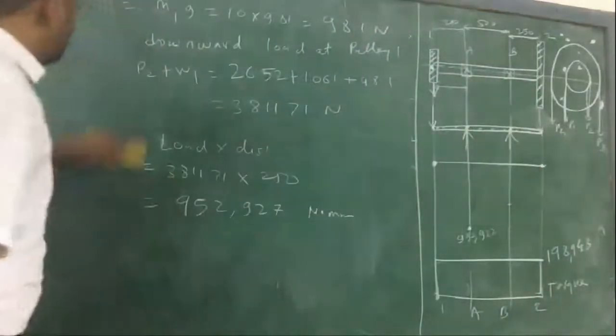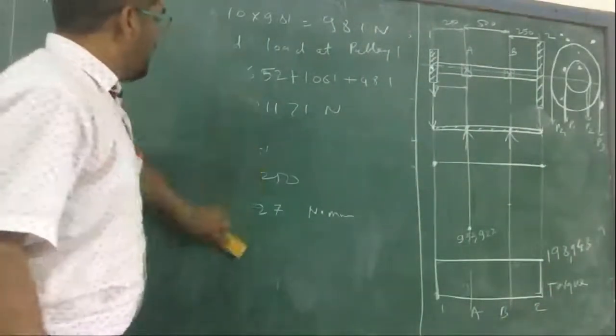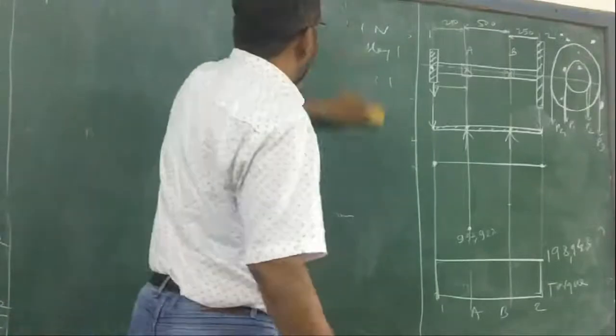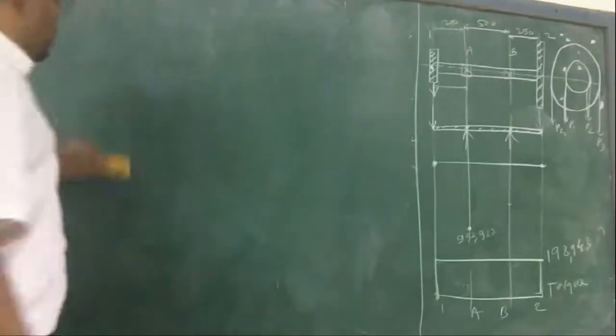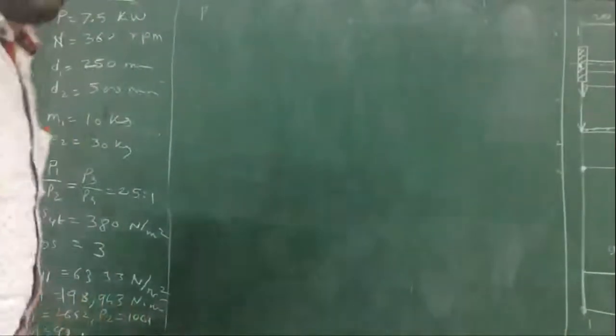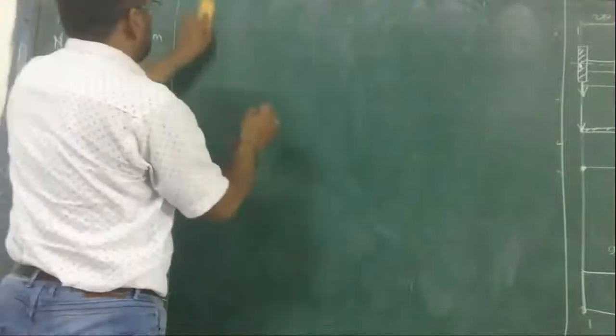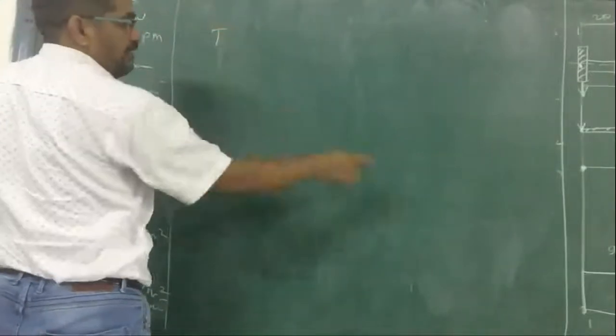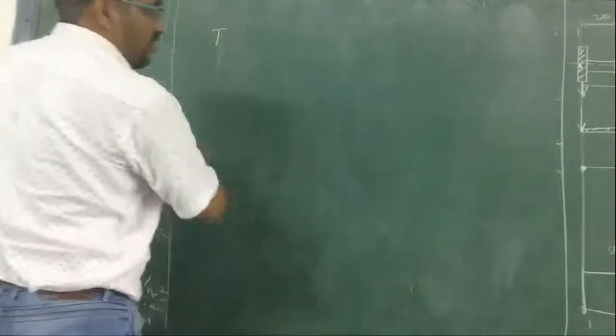So similarly, we will try to find out the bending moment at B. Again, the same procedure we follow. We try to find out P3, P4, and we try to find out the load. So let's come back here. Now let's try to find out P3. So torque again remains the same. In the last diagram, the torque is the same throughout.